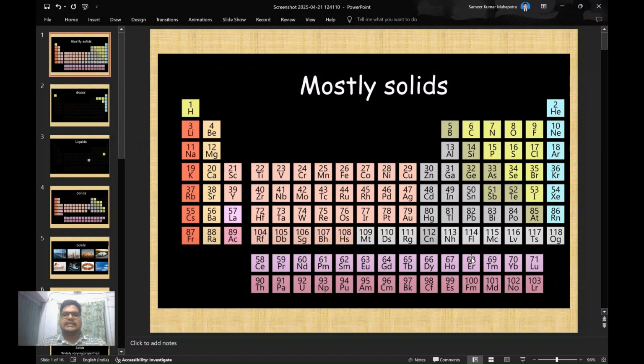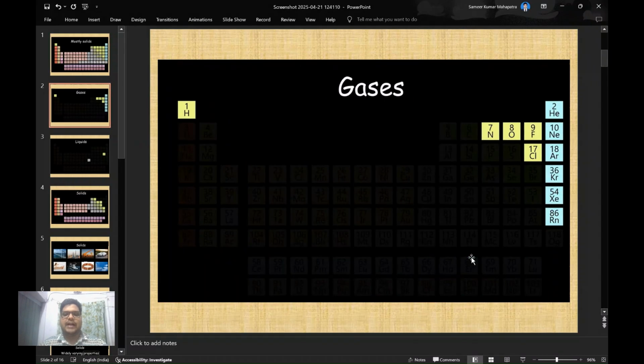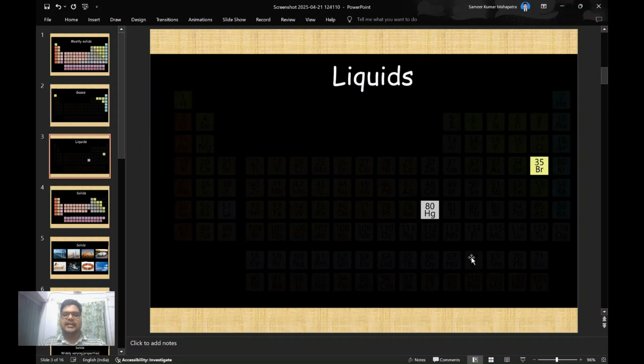So today I start the solid state. We know that most things we see around us are in the solid state. In the case of the periodic table, we also know that only 11 elements are found in the gaseous state at room temperature and 1 atmospheric pressure. Also, only 2 elements are found in the liquid state, and all the remaining elements are known to be in the solid state.